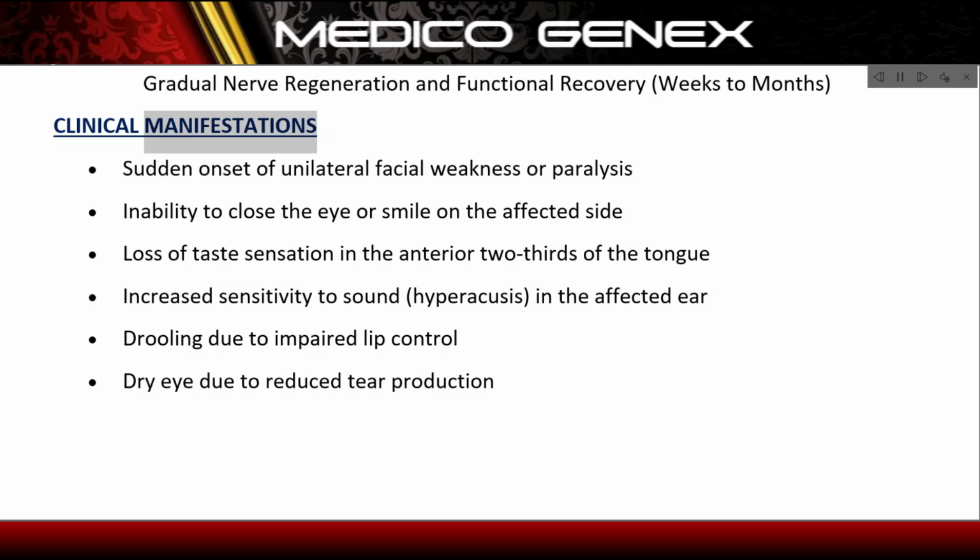Clinical manifestations. Sudden onset of unilateral facial weakness or paralysis. Inability to close the eye or smile on the affected side. Loss of taste sensation in the anterior 2/3 of the tongue. Increased sensitivity to sound, hyperacusis, in the affected ear. Drooling due to impaired lip control. Dry eye due to reduced tear production.